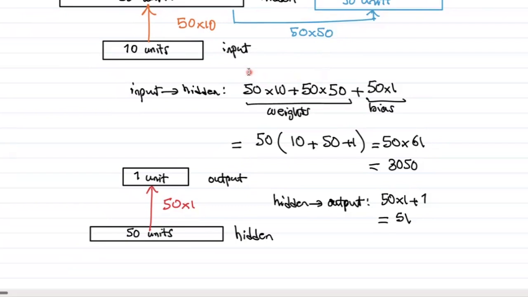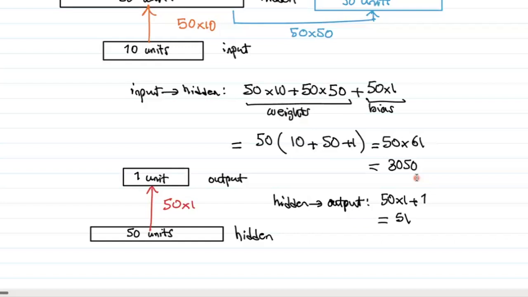So this means that just going from the input to hidden, we have 50 times 10 plus 50 plus 1. So there are 3 of these that we have to add. And so that will give you 3,050 parameters or weights total that we have to learn for this part of the network.